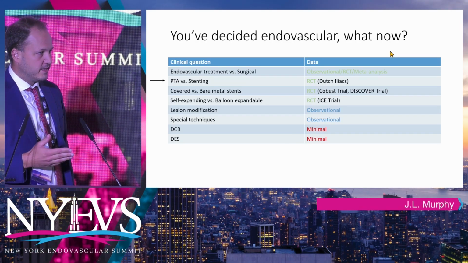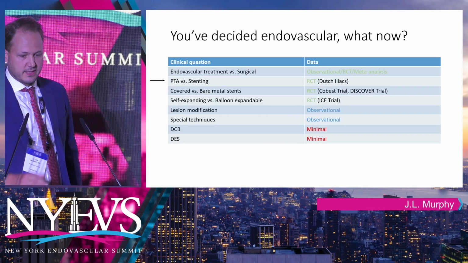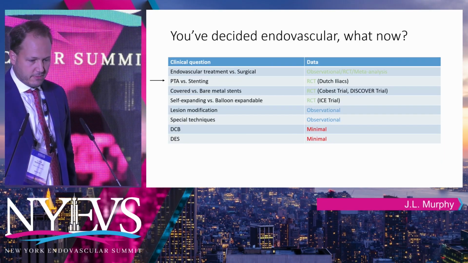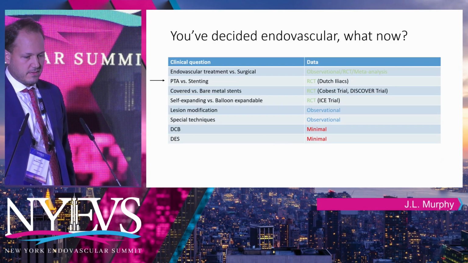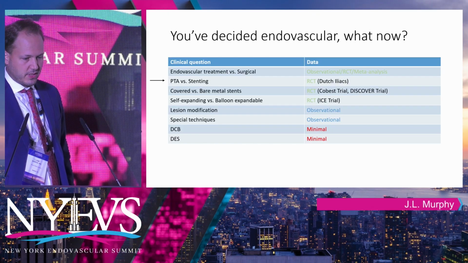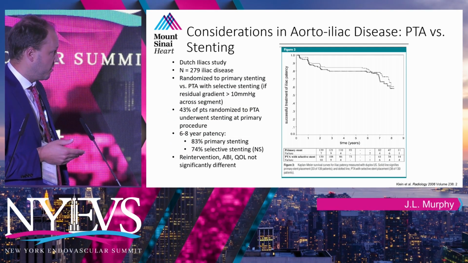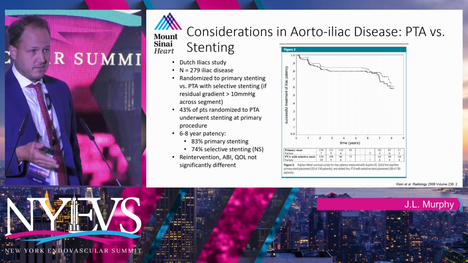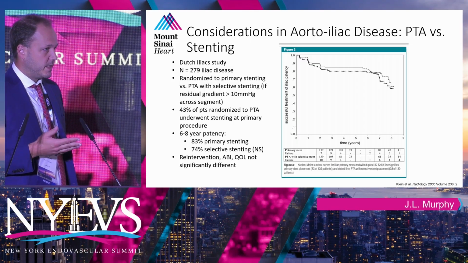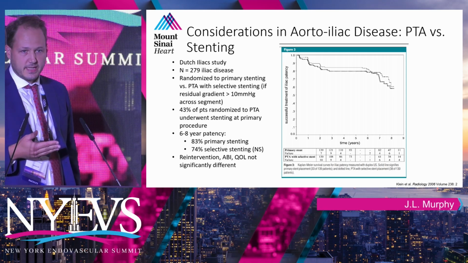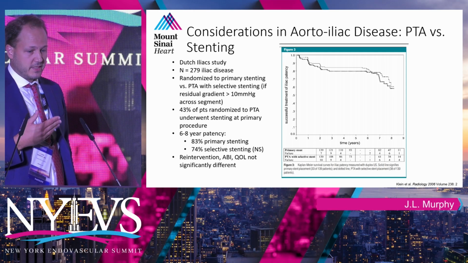Okay, so you finally decided after going through the literature that you will treat this endovascularly. What now? The first trial that we're going to go through is the Dutch Iliac trial, which looks at PTA versus stenting. And so this is really a decision about your destination therapy. So can you PTA these lesions and leave them alone? We always like to leave nothing behind if possible. Or does an upfront stenting strategy lead to better outcomes?